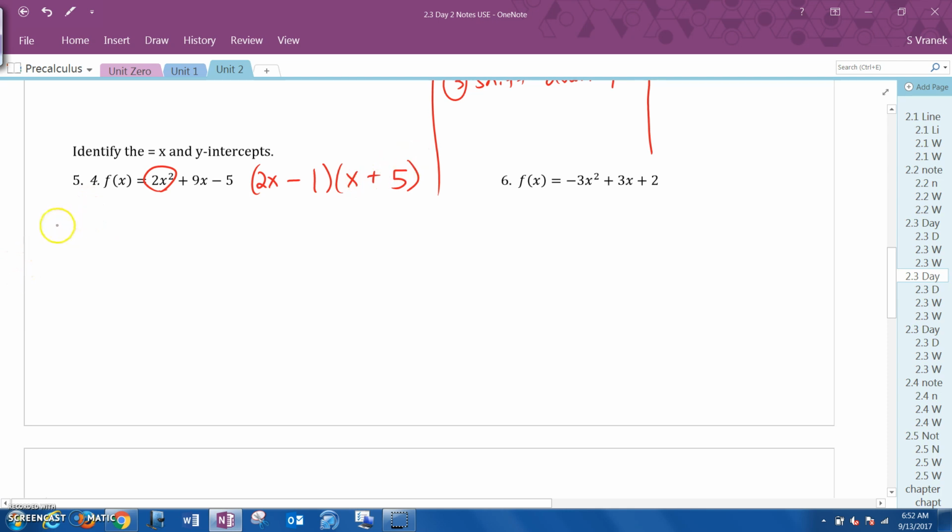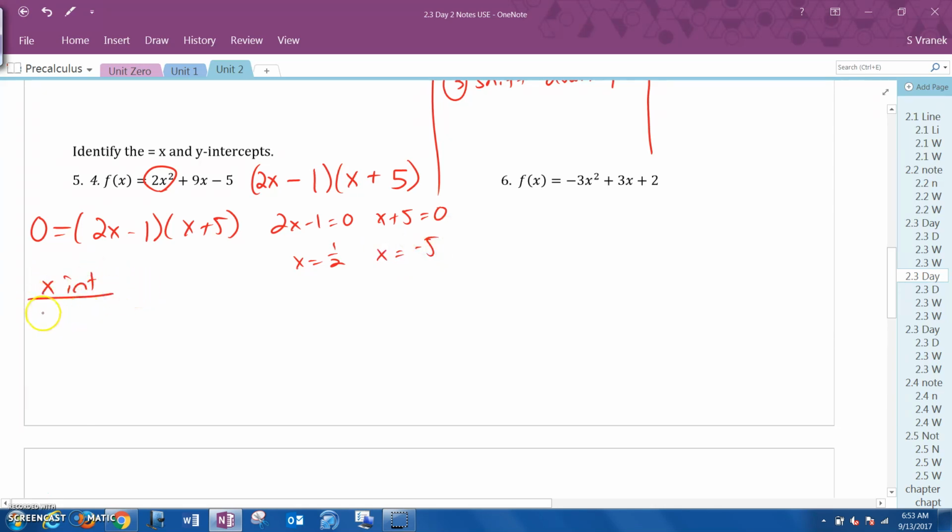To find the x-intercepts, you have to set y equal to 0 in this form. And when you solve both of them, you get that x is equal to 1/2 and x equals negative 5. So our x-intercepts are the points (1/2, 0) and (negative 5, 0). The y-intercept is just when x is 0. So that's f of 0. And you just get 0 plus 0 minus 5. So the y-intercept is (0, negative 5). You just put a 0 and it cancels both those out.